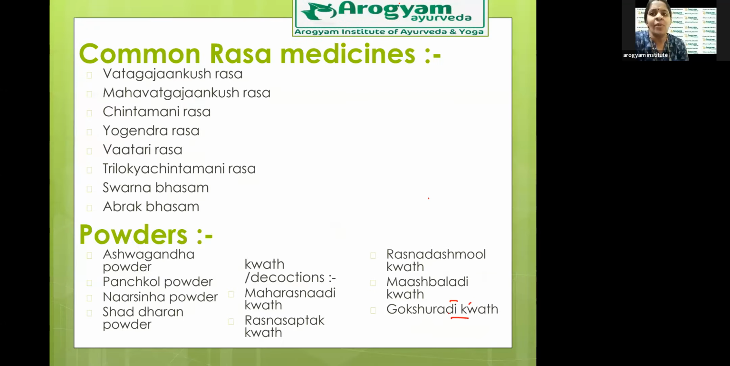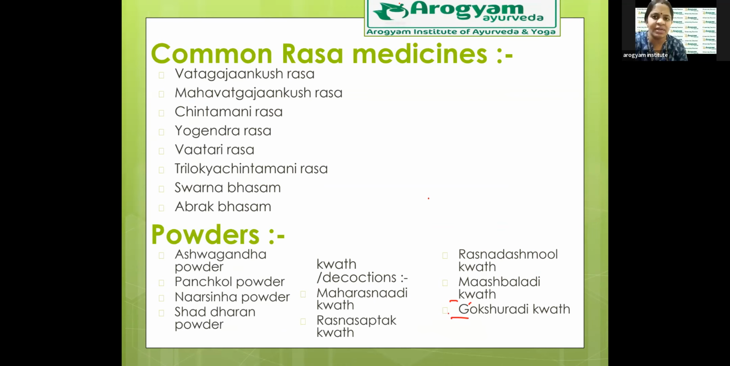Common rasa preparations are Vata Gajam Kusharasa, Mahavata Gajam Kusharasa, Chintamani rasa, Yogendra rasa, Vatari rasa, Triloki Chintamani rasa, Swarna Basma, Abraka Basma, and powders that are useful for handling this Vata. Because today all the diseases we talked about are related to Vata aggravation. Therefore, to keep the Vata dosha normal, some measures have been told, right?